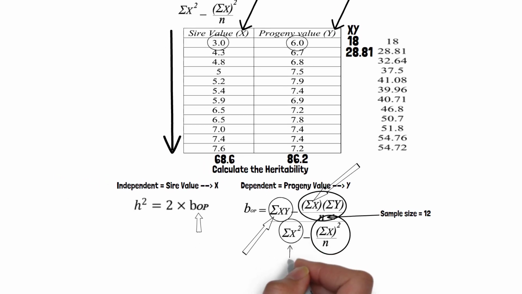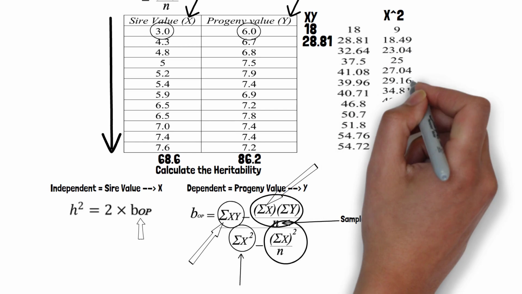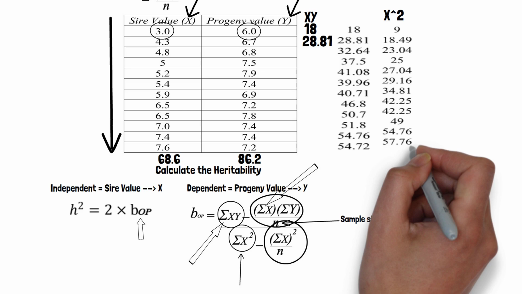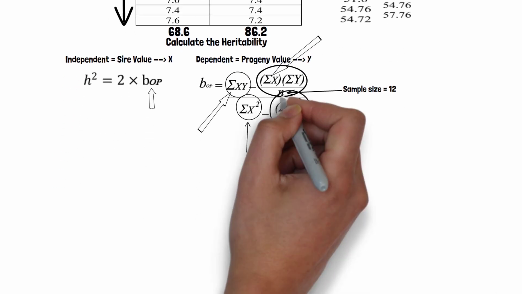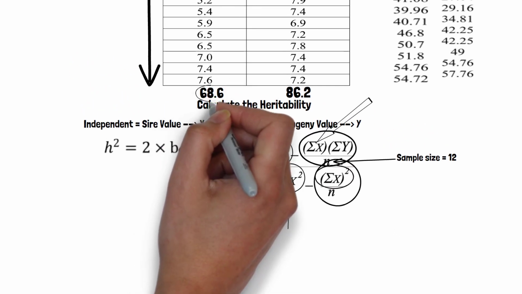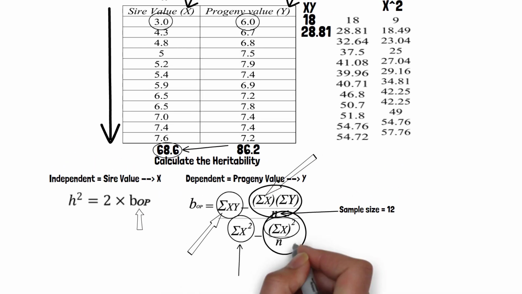The denominator includes a component, summation of x squared, the crude sum of squares. To calculate the crude sum of squares, from the table we will take the square of each sire value, that is x squared. 3 squared equals 9, 4.3 squared equals 18.49, 4.8 squared equals 23.04, up to the end. Summation of x all squared: to calculate that, we'll square the summation of the values for sire, which is 68.6 squared. N is also the sample size.